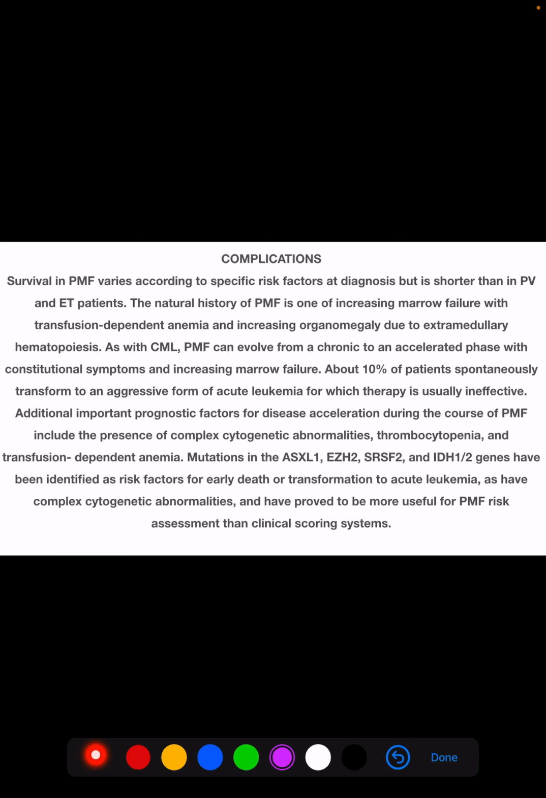Complications. Survival in a primary myelofibrosis patient varies according to the specific risk factors and diagnosis, but it is shorter than in polycythemia vera and essential thrombocytosis.